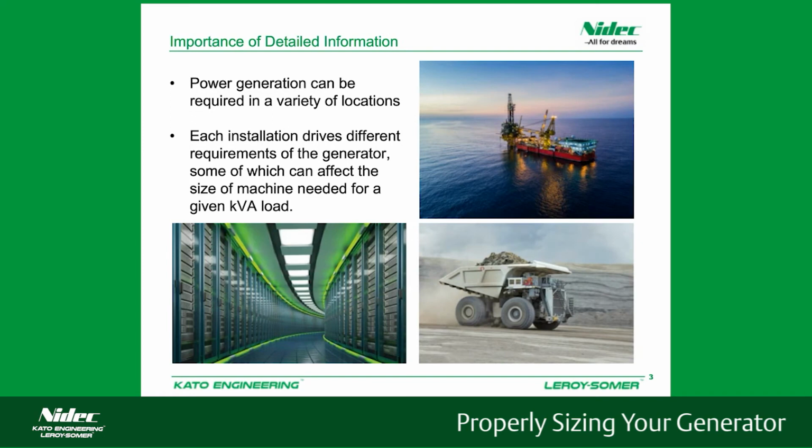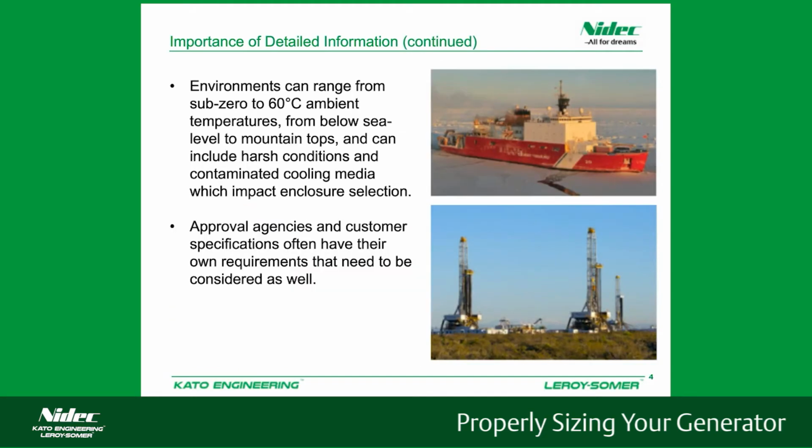So power generation can be required in a variety of locations, and each installation is going to drive a different requirement for the generator, some of which are going to drastically affect the sizing of the machine for the same kVA load. Environments that we see can range from sub-zero to 60 degrees C ambient. I've seen as low as minus 40 degrees Celsius required for a generator to be able to operate. And we'll also see generators below sea level and on mountaintops.